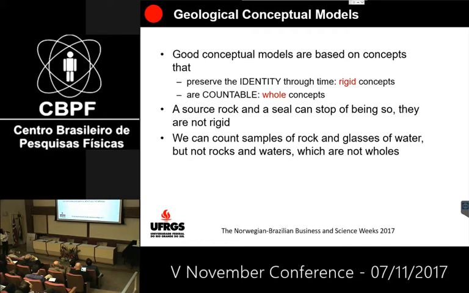So good conceptual models are based on concepts that preserve identity, that can be countable. And then they provide the framework that we use to migrate properties between models and systems that are conceived for several different kinds of professionals with different knowledge backgrounds. We can count samples of rock and glasses of water, but we cannot count rocks and waters because they are not wholes. So we should make this apparent in models. So ontology does that, improving model accuracy.